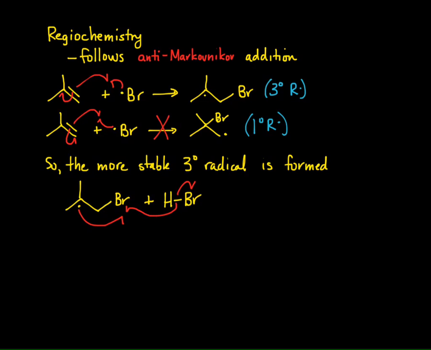And so notice I'm forming that hydrogen bond on the carbon that is the more substituted carbon instead of the less substituted. Or in other words, in terms of the Markovnikov rule, I'm actually forming a carbon-hydrogen bond on the carbon with the least number of hydrogens, and therefore we say it is anti-Markovnikov addition.